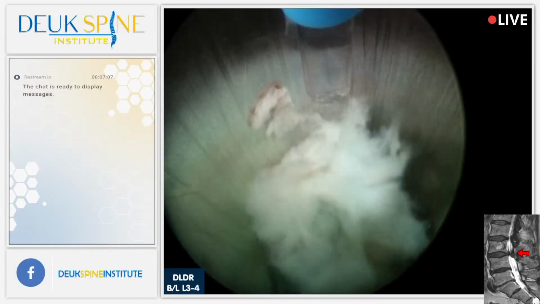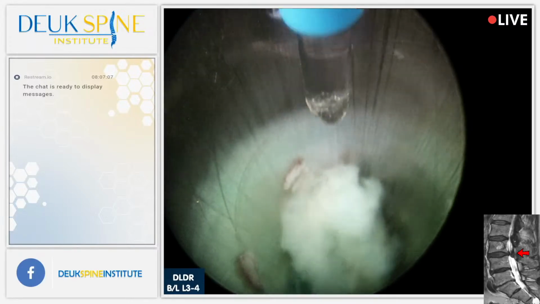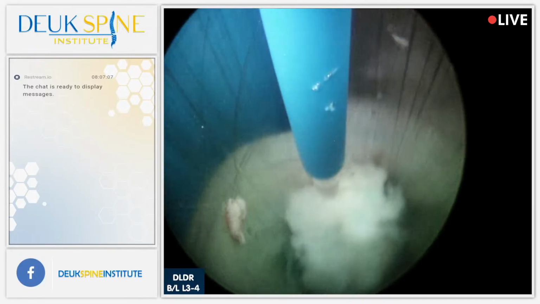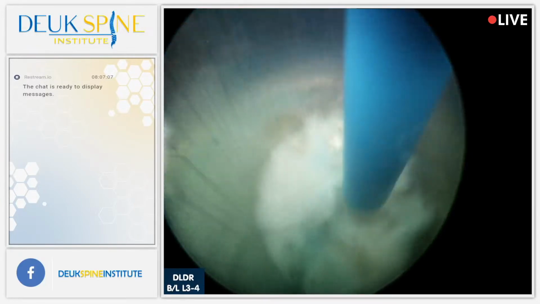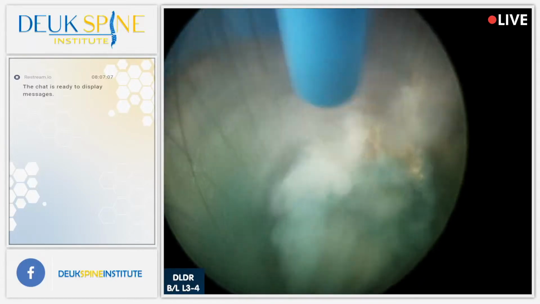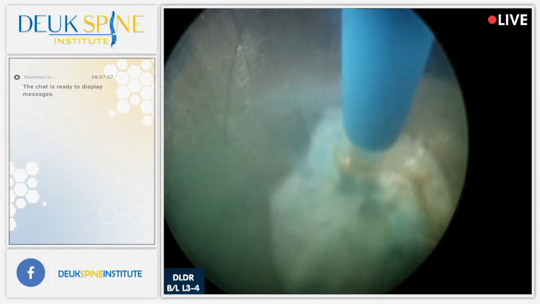Okay, welcome back, and we're getting ready to start with the laser. The laser is that fiber you're looking at right in front of you. The glass part of the fiber is 1 millimeter wide, just to give you scale. Now we're going to start removing the herniation, which is the blue stuff. We're going to debride the annular tear. There's some more herniation there.